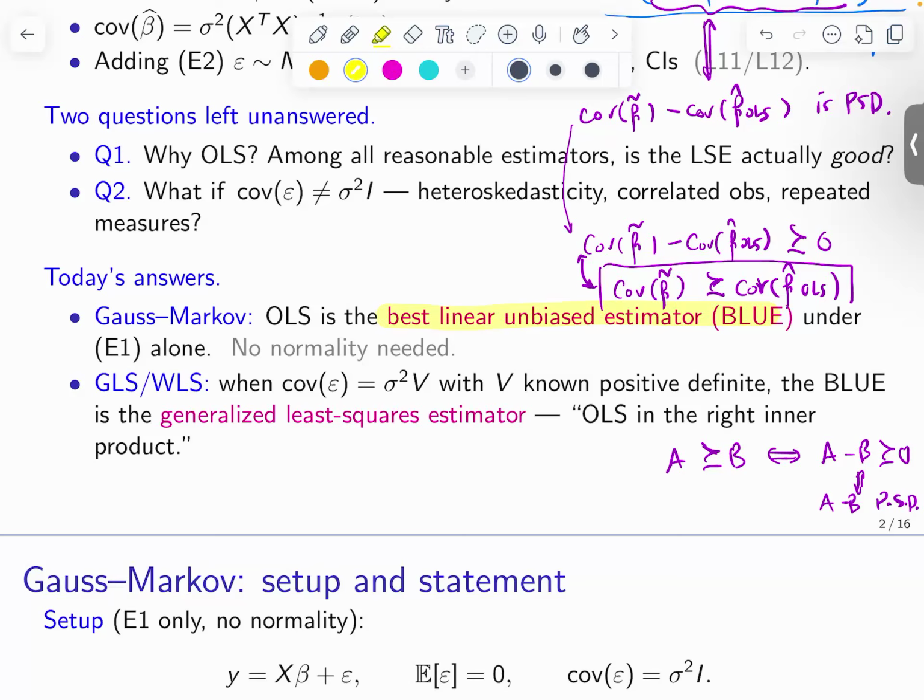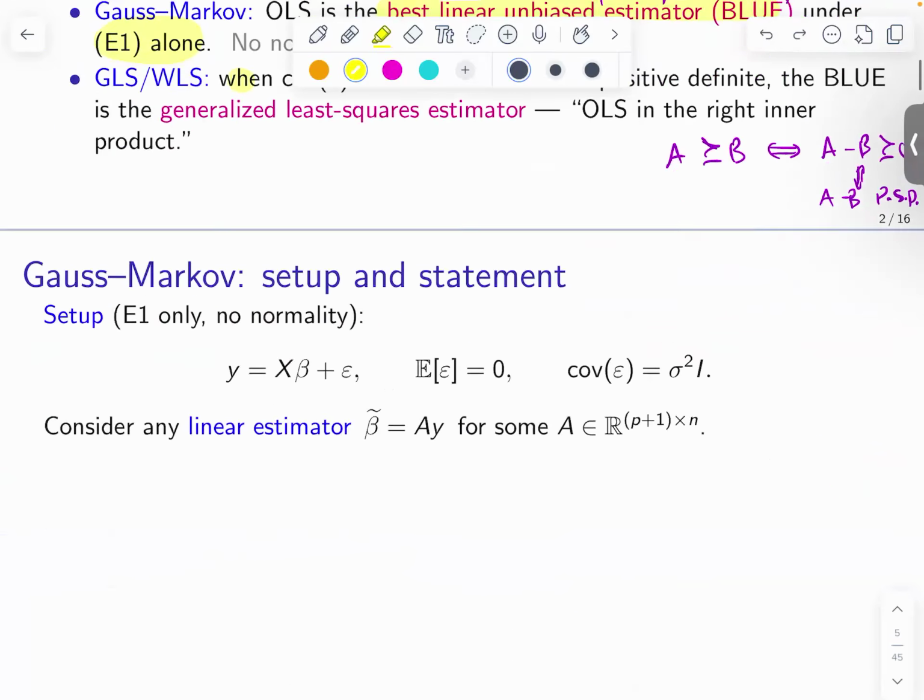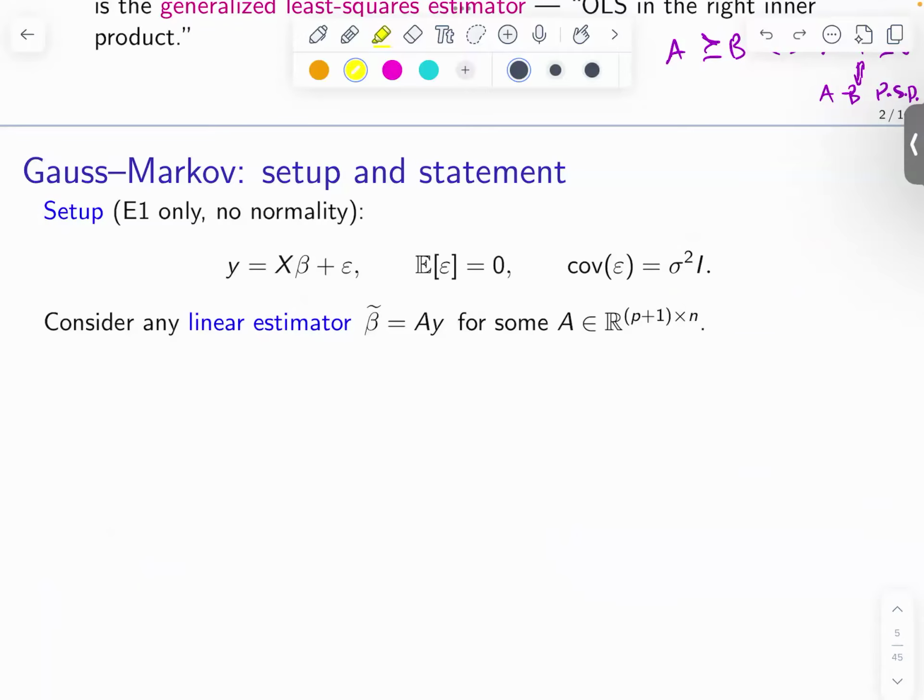And then we'll talk about what happens when E1 fails. So if E1 fails, then, for example, you have the covariance of epsilon being sigma squared V, then this BLUE idea fails because it relies on the assumption on epsilon. So we'll see. Let me just prove the first statement.